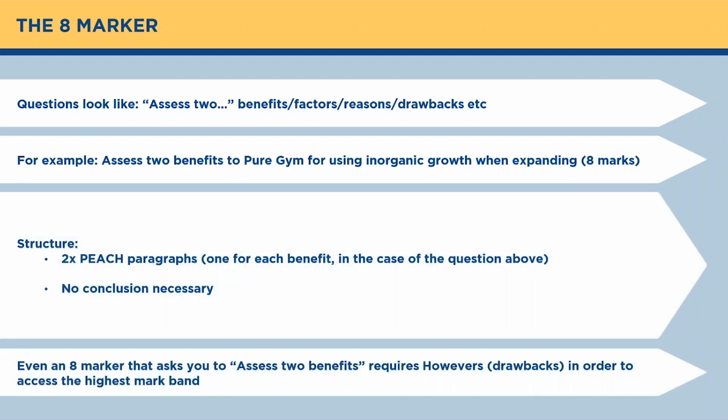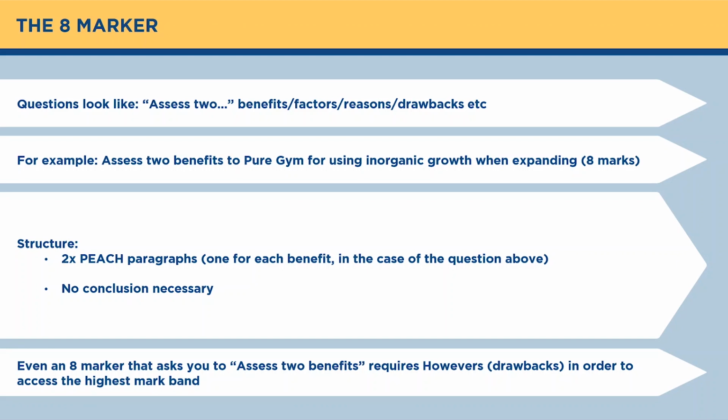In terms of your structure, you don't need a definition and you don't need a conclusion, but you do need 2 peach paragraphs, and in this case it's going to be 1 for each benefit. If it was 2 factors, you would need 1 for each factor, and you do need those howevers. The howevers don't need to be very long, but you do need a however to both of your points.